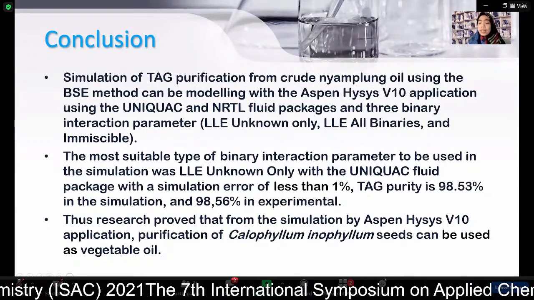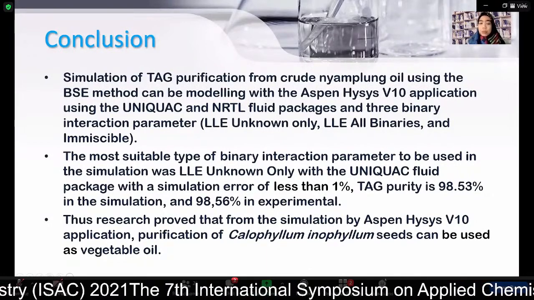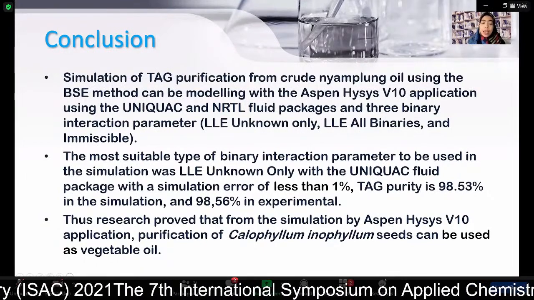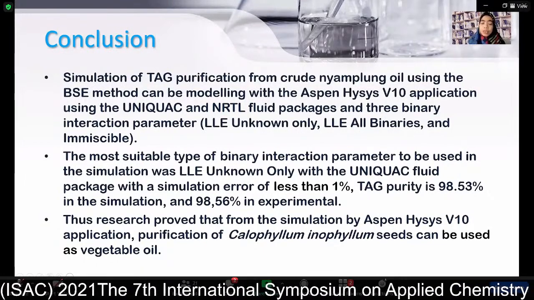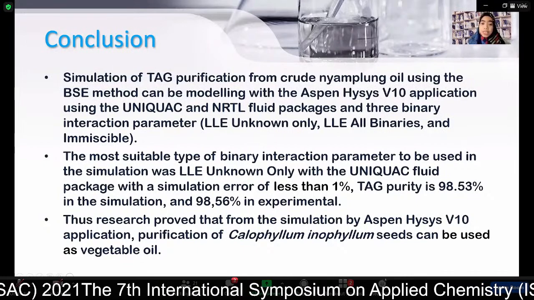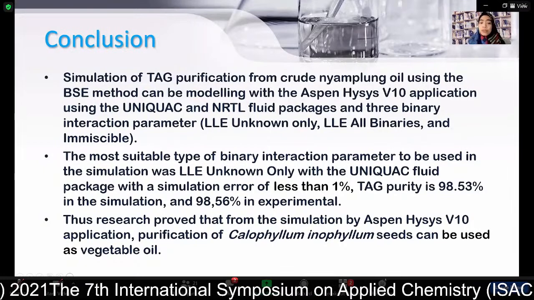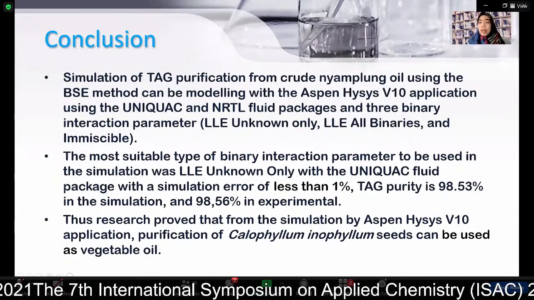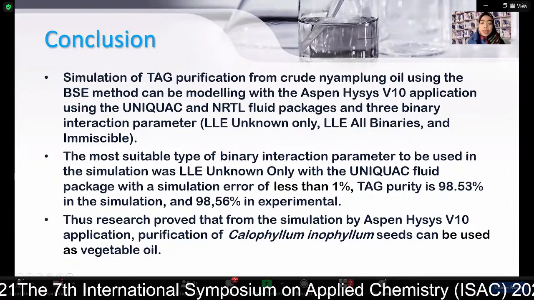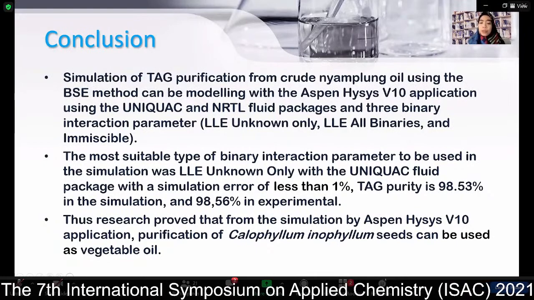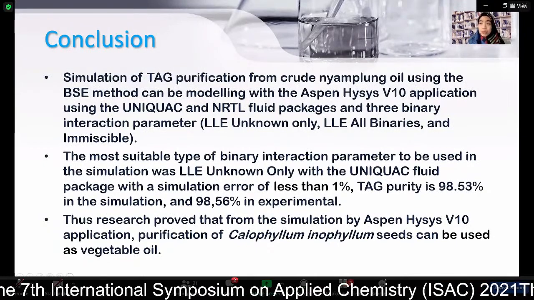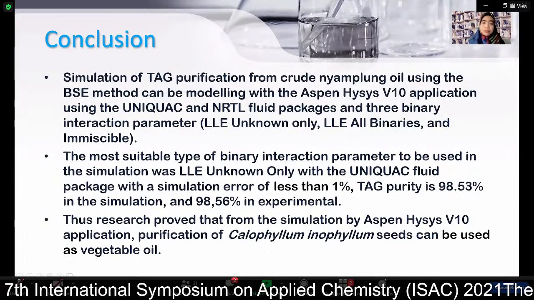The TAG purity is 98.53% in the simulation and 98.56% in the experiment. Thus, the research proved that from the simulation by the Aspen HYSYS V10 application, the purification of Calophyllum inophyllum seeds can be used as vegetable oil.